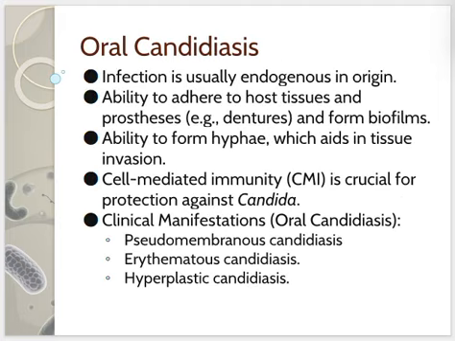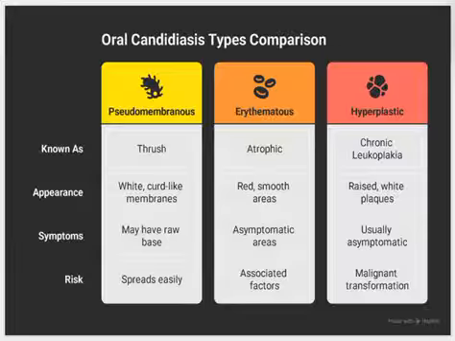Now, oral candidiasis usually comes from fungi already present in the body. Candida's ability to stick to tissues and dental prosthesis like dentures allows it to form biofilms. This helps the fungus survive and invade deeper tissues by forming hyphae. Cell-mediated immunity plays a crucial role in defending against this infection. Clinically, oral candidiasis appears in forms like pseudomembranous, erythematous, and hyperplastic, each with distinct features and severity. Comparing the types of oral candidiasis helps us understand their differences.